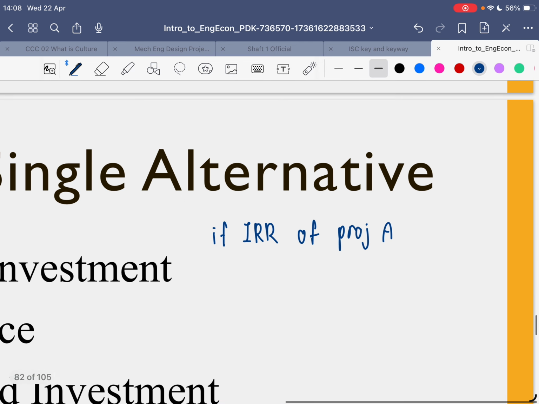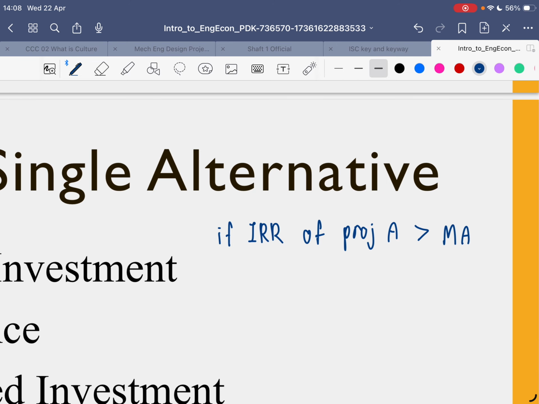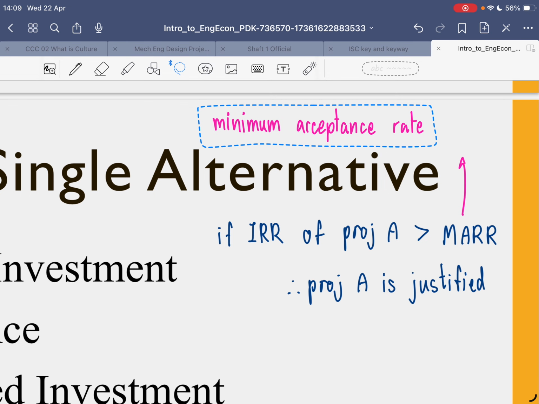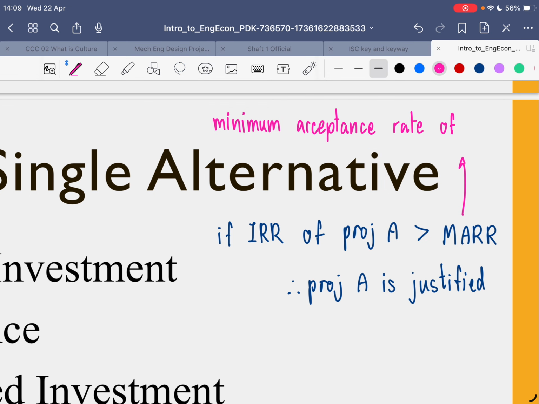Because MARR is the lowest possible acceptable rate of return. It is the minimum acceptable rate of return. Therefore, if the return of the project is higher than the minimum, the project is financially justified.